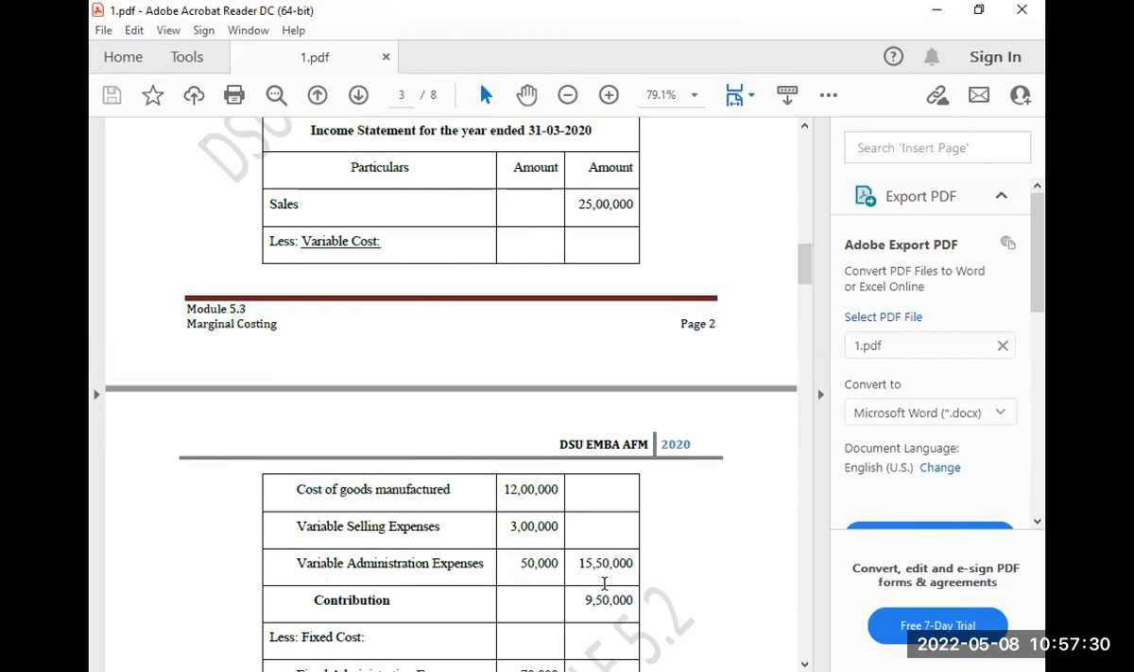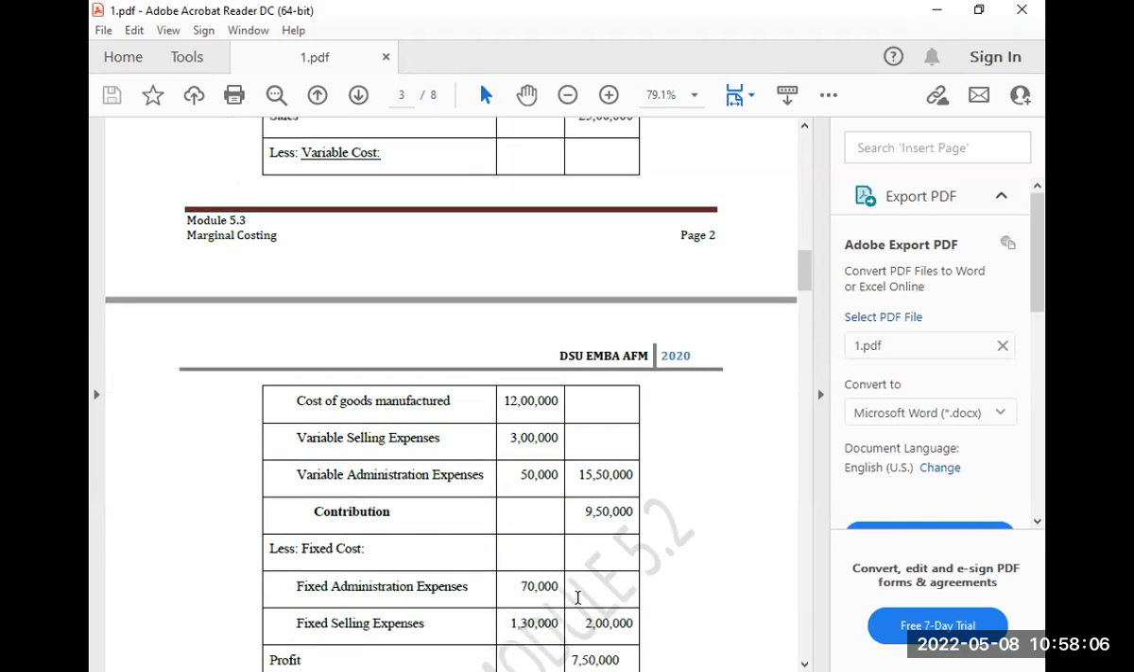If it is a contribution, what do you have to subtract from it? From contribution, you have to subtract fixed cost. One more cost we left out. Fixed cost you have to subtract. If you subtract fixed cost, you will get profit. If that profit is going to be 0, then that level of sales is called the break-even point. So this is how you have to understand marginal costing. This is called the income statement under marginal costing, and this is going to be your final profit.